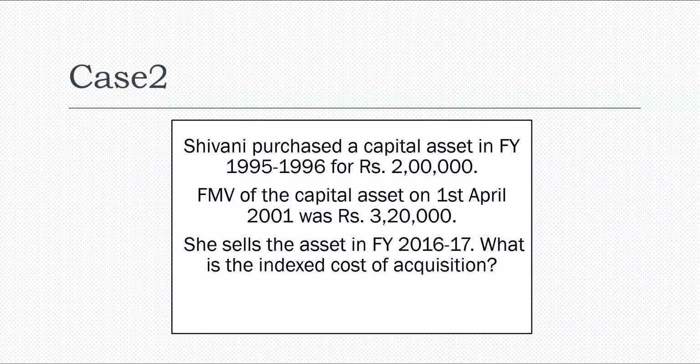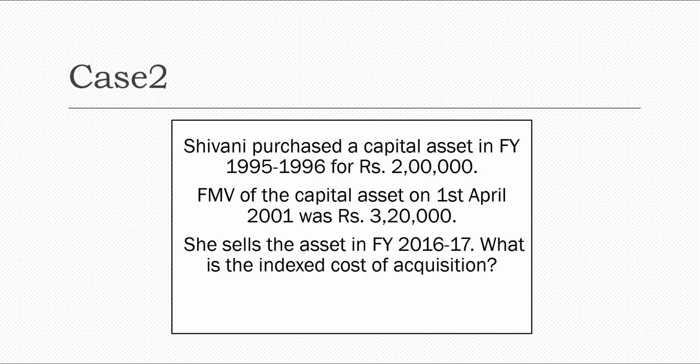Sir, you keep looking at the next ones, more will keep coming for different years, and you will understand. Okay, Shivani purchased. Okay sir, can you read? Shivani purchased a capital asset in 95-96 for rupees 2 lakhs. Fair market value of the capital asset on 1st April 2001 was rupees 3,20,000. He sells the asset in 2016-17. What is the index cost of acquisition?